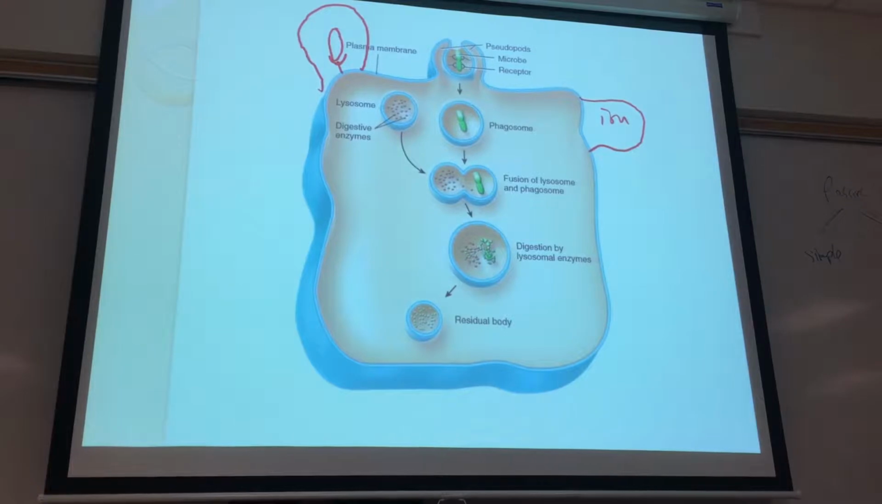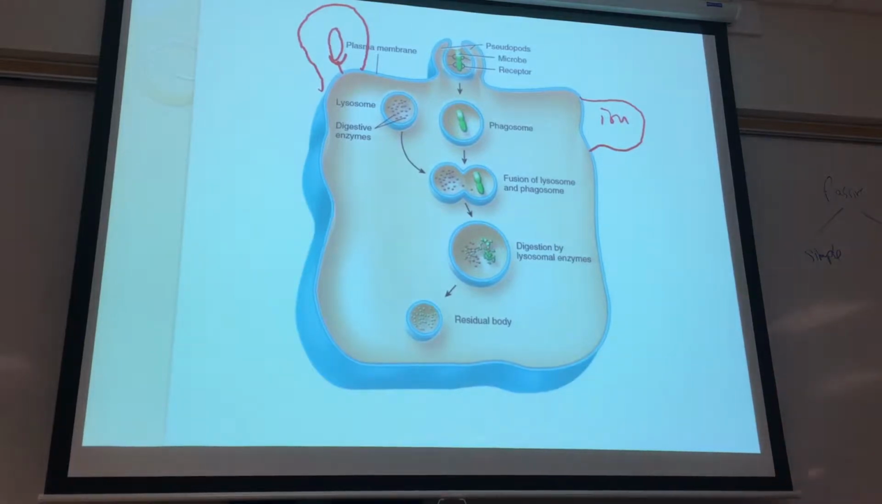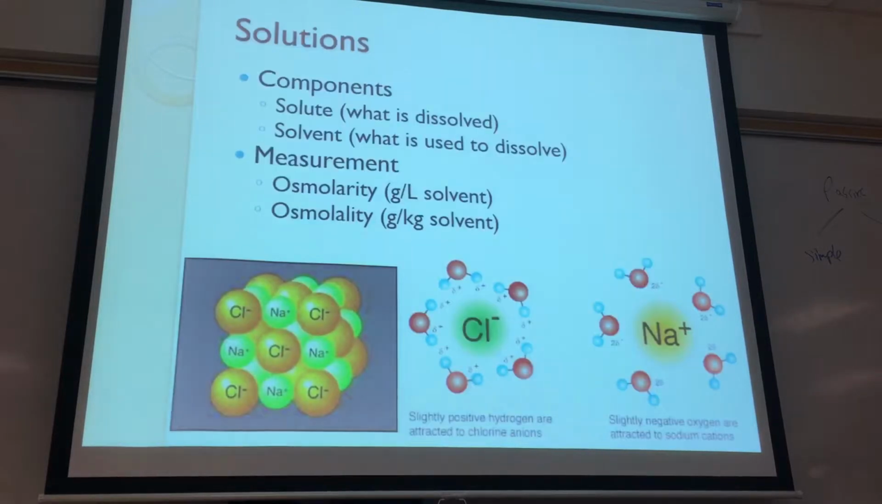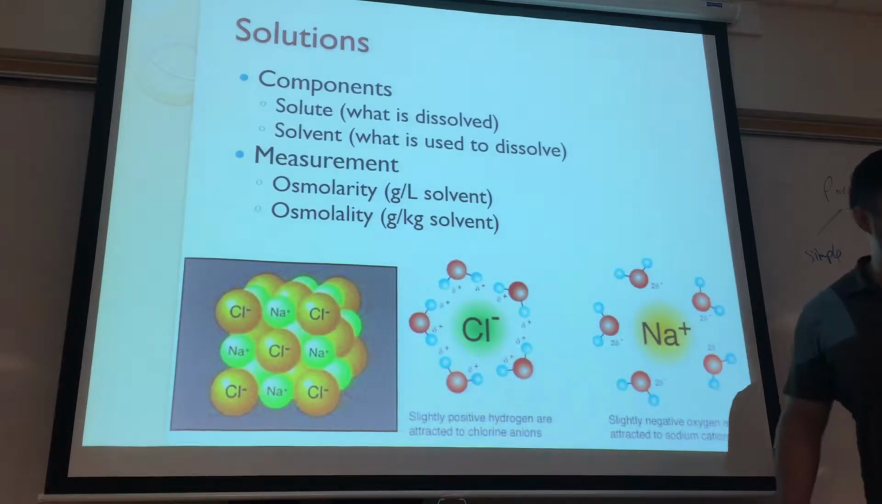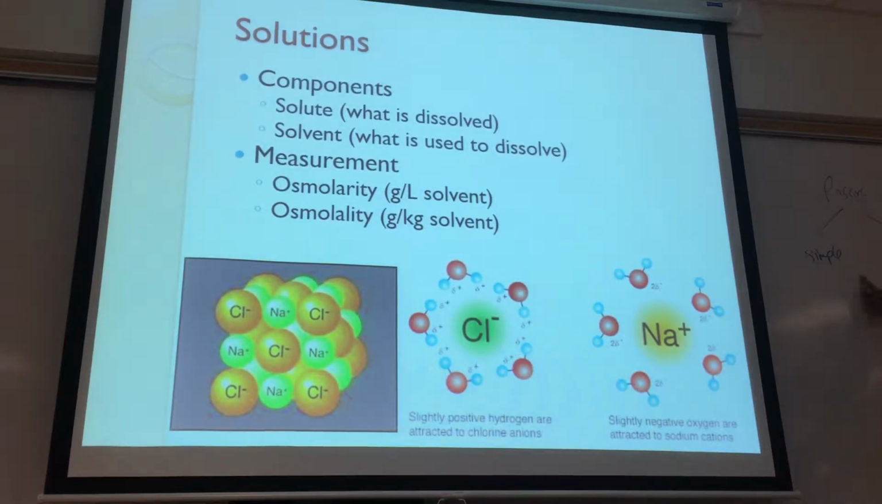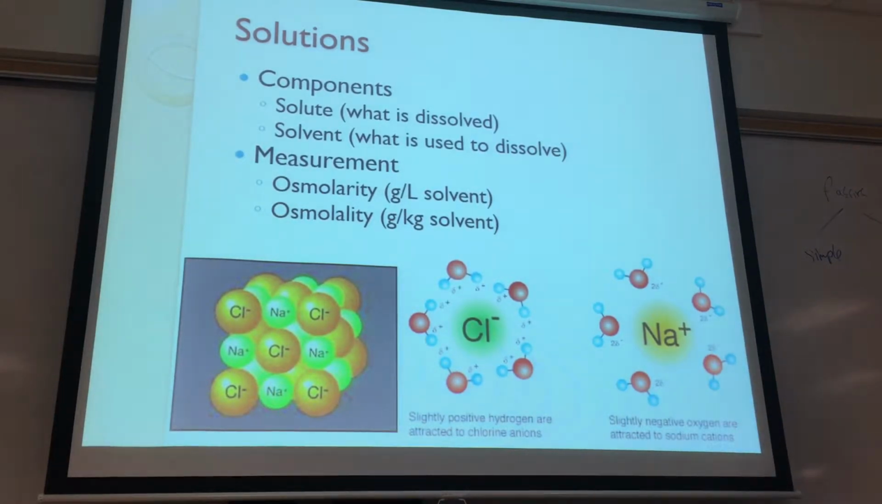So let's go into our last portion. Where we left off, we talked about the movement of ions and molecules through the cell. We've talked about the mechanisms of passive diffusion and active transport. Now what we need to talk about is a metric for how much stuff is dissolved in an aqueous solution.